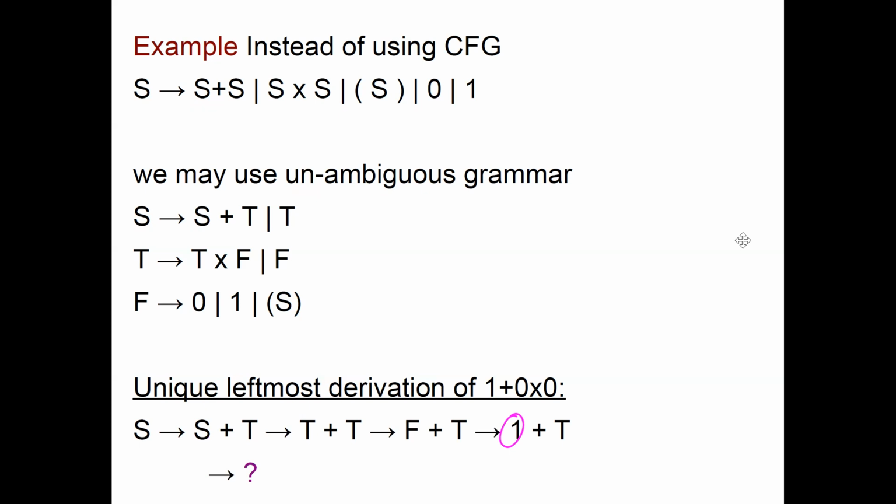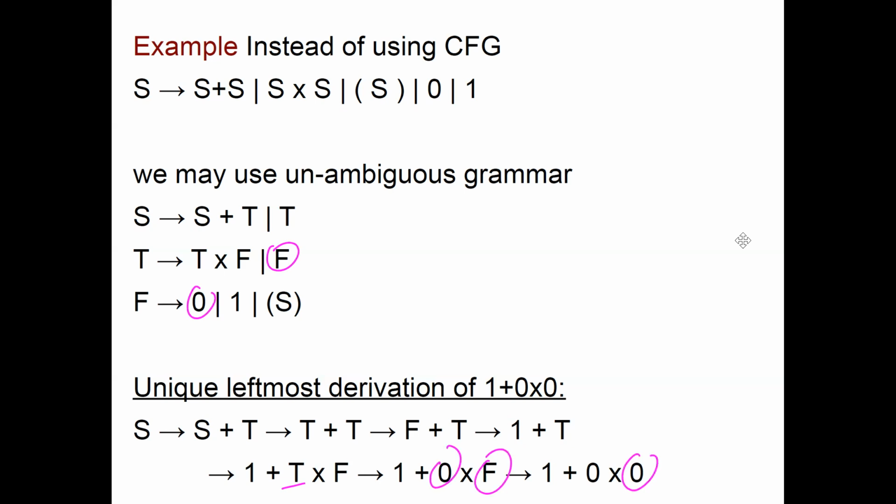So what do we do now? This T now can be expanded to obtain 1 plus T times F. Now this first T can be expanded into an F, and then F into a 0 to obtain a 0 here. And finally, this F here will become a 0. And this is the unique leftmost derivation for the string.